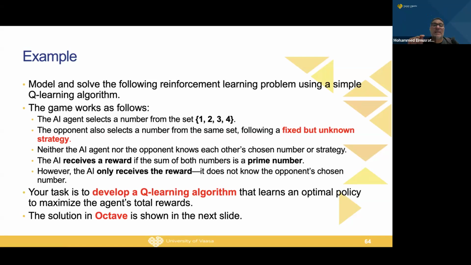And your opponent playing this game follows a certain strategy. For example, they play 1 with 30%, 2 with 20%, 3 with maybe 10%, 4 with 40%. The total of the percentages should be 1. So your opponent plays with a certain strategy, and your artificial intelligence agent doesn't know the strategy. The strategy of that opponent is hidden.